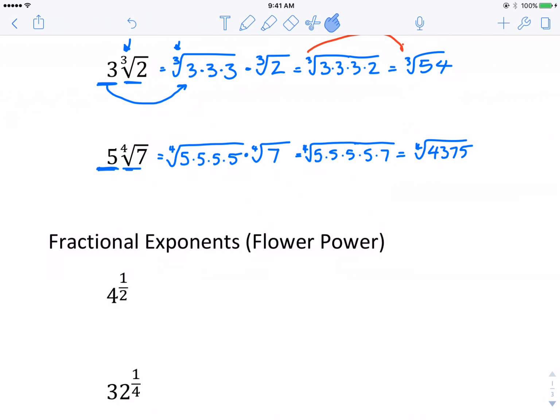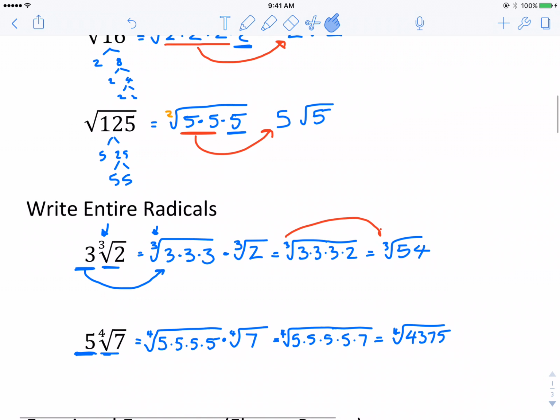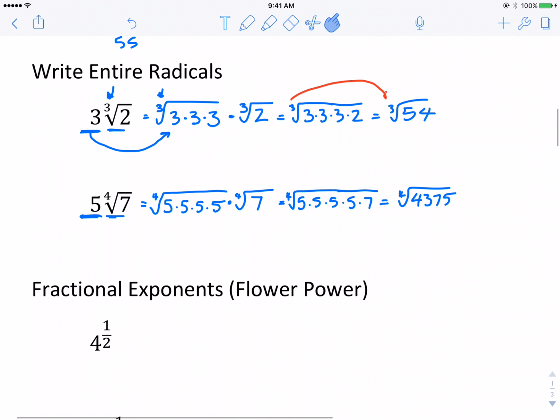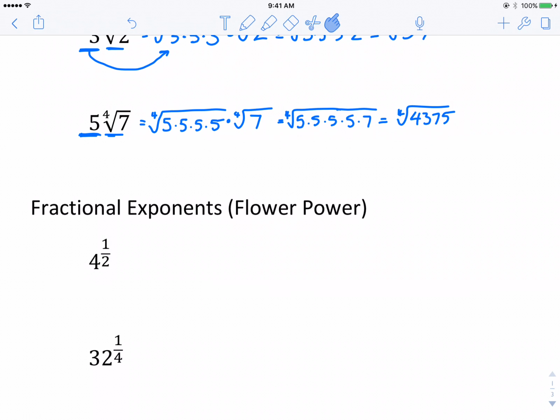Okay, so that's writing your mixed radicals and entire radicals. You need to be able to perform those back and forth. And then chapter 4, 1 and 2, fractional exponents. Now, the first part of the fractional exponents, we just talked about how fractional exponents and radicals are related, and how you can work backwards between radicals and fractional exponents.